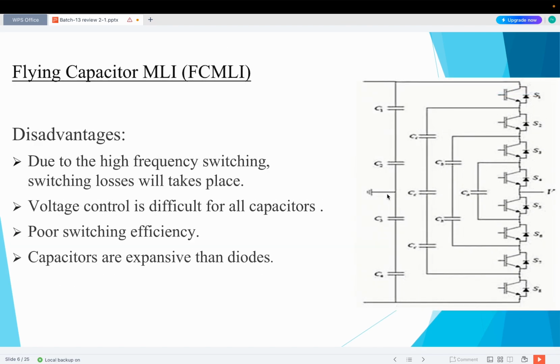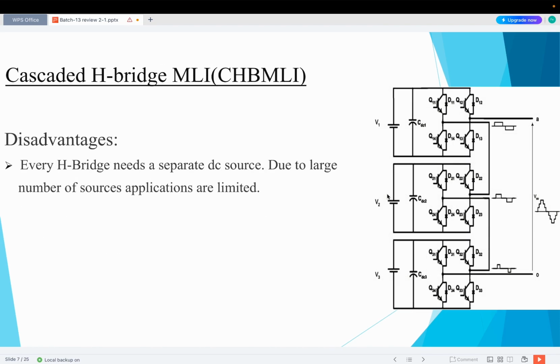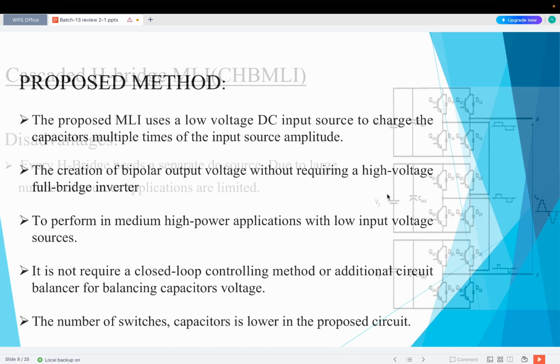Flying capacitor multi-level inverters. Disadvantages: due to high frequency switching, losses will take place. Voltage control is difficult for all capacitors. Poor switching efficiency. Capacitors are more expensive than diodes. Cascaded H-bridge multi-level inverters. Disadvantage: every H-bridge needs a separate DC source. Due to the large number of sources, applications are limited.